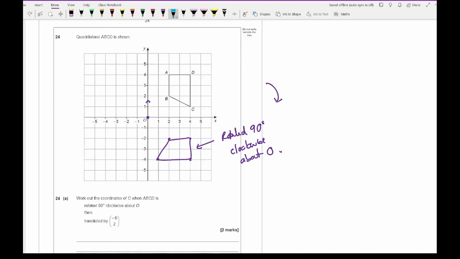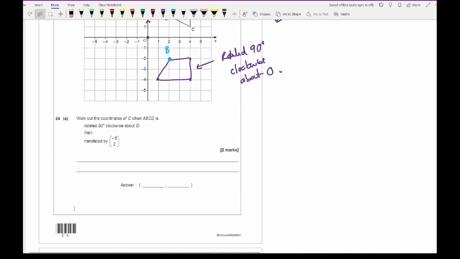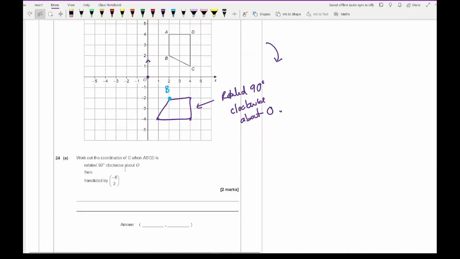Now the translation, if we look at where point B is, which is here, and that's what we're looking for. Oh sorry, point C. So let me just get rid of B. So C is here, this point here, and what I'm going to do is move this point 6 to the left and 2 up. So I've got 1, 2, 3, 4, 5, 6, and then 2 up, which is here. And what's that coordinate? Well, it's -5, -2.